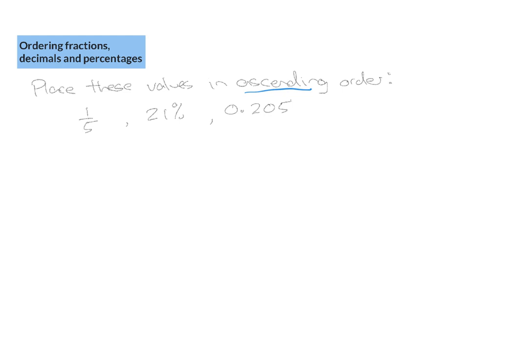To compare them, I need to write them all as decimals. So 1/5 is 0.2. I would do 1 divided by 5, 0.2. 21% is 21 divided by 100, which is 0.21. And my last one is already in decimal form, 0.205.